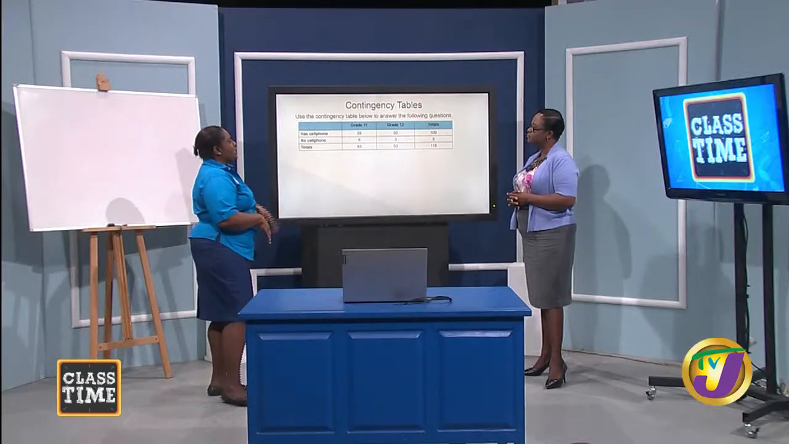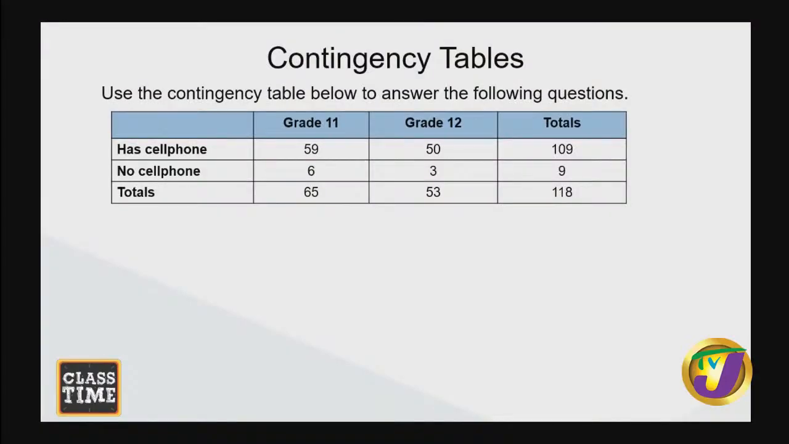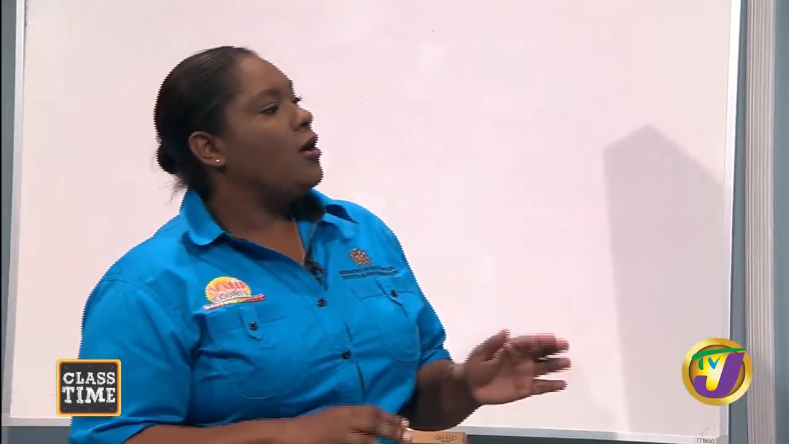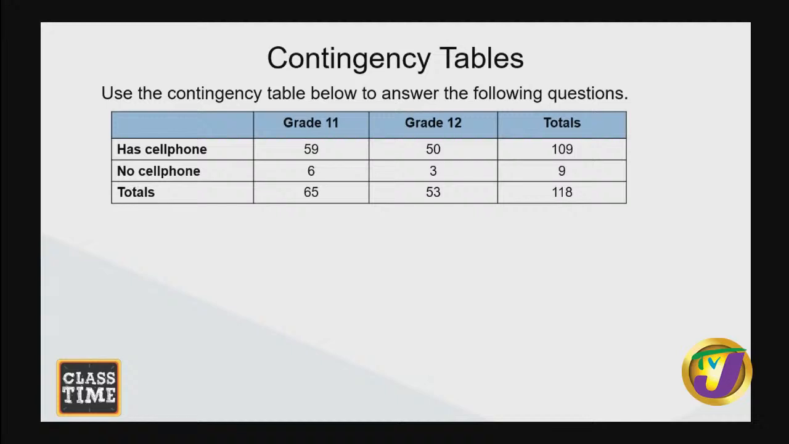Okay. Grade 12 has 50 students with a cellular phone, and there are 3 students with no cellular phone. In total, there are 53 students in grade 12. So if we know that there are 65 students in grade 11 and 53 students in grade 12, then we know that this sample space is taking up a total of 118 students. So there are a total of 109 students that have a cell phone, and there are a total of 9 students with no cell phone.